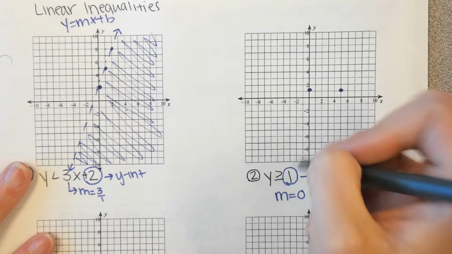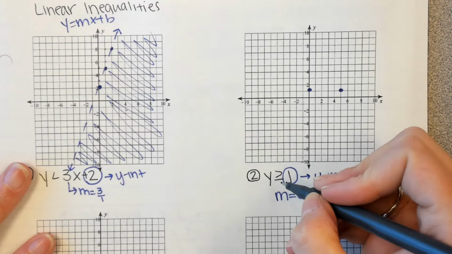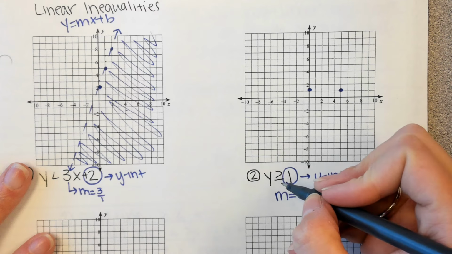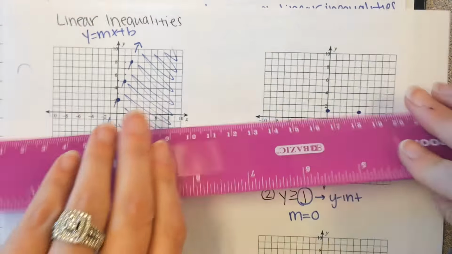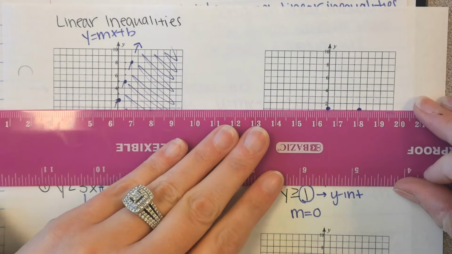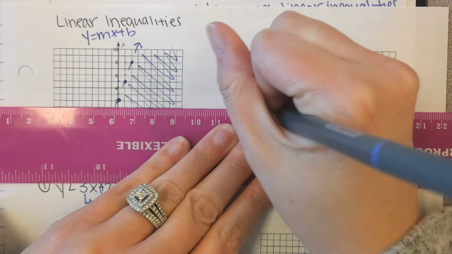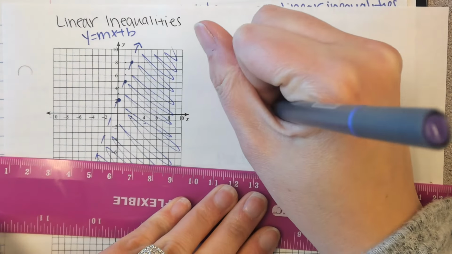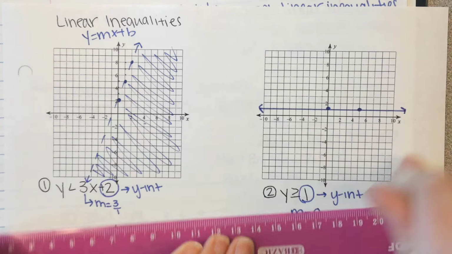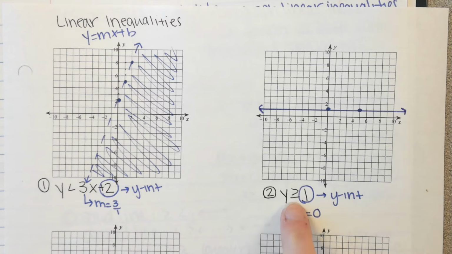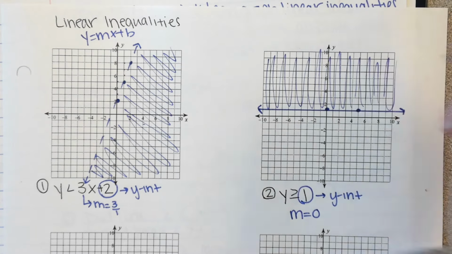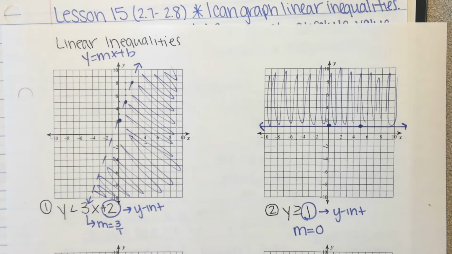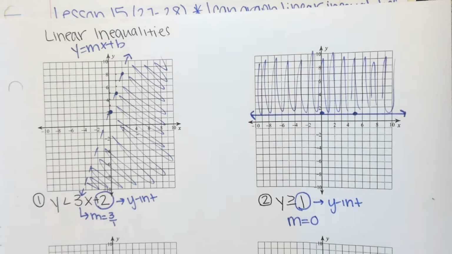Now I need to decide which kind of line. Is that going to be solid or dashed? Solid, because of the equal to. So I'll go ahead and do that. And then this is greater than, so I'm going to shade above, above that line where the y's are greater.